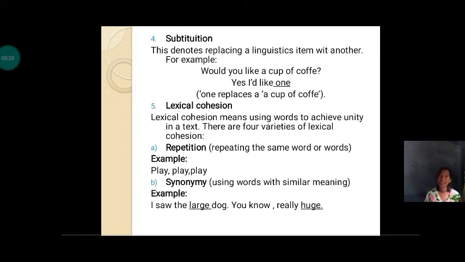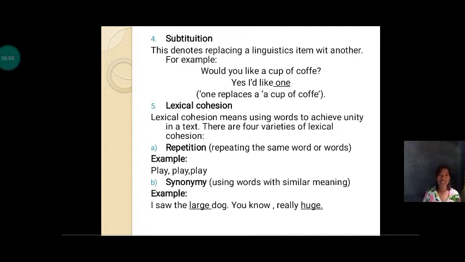Next is lexical cohesion. When we say lexical cohesion, it means using words to achieve unity in a text. There are 4 varieties of level in cohesion. Lexical cohesion refers to the relationship among lexical items in a text, in particular among content words. There are many kinds of lexical cohesion. These are the kinds: repetition, synonymy, antonymy, collocation, and more.